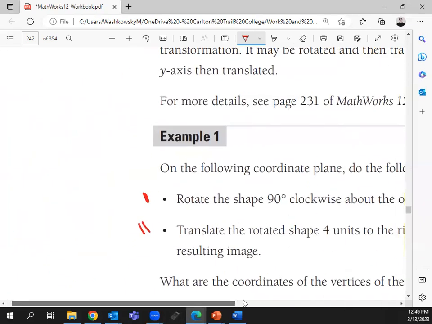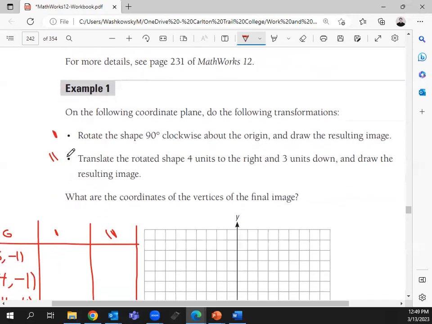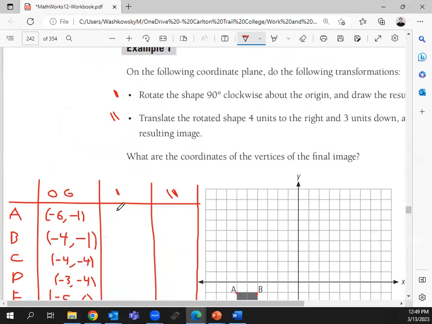But this is a multiple step transformation. It's going to want us to rotate it and translate it. It wants us to do both of these in one go, so we're going to split it up into two. It just makes it easier for our brain to handle. So I'm going to start with the rotations, and I'm calling this prime. So what that means is, again, don't write this down.